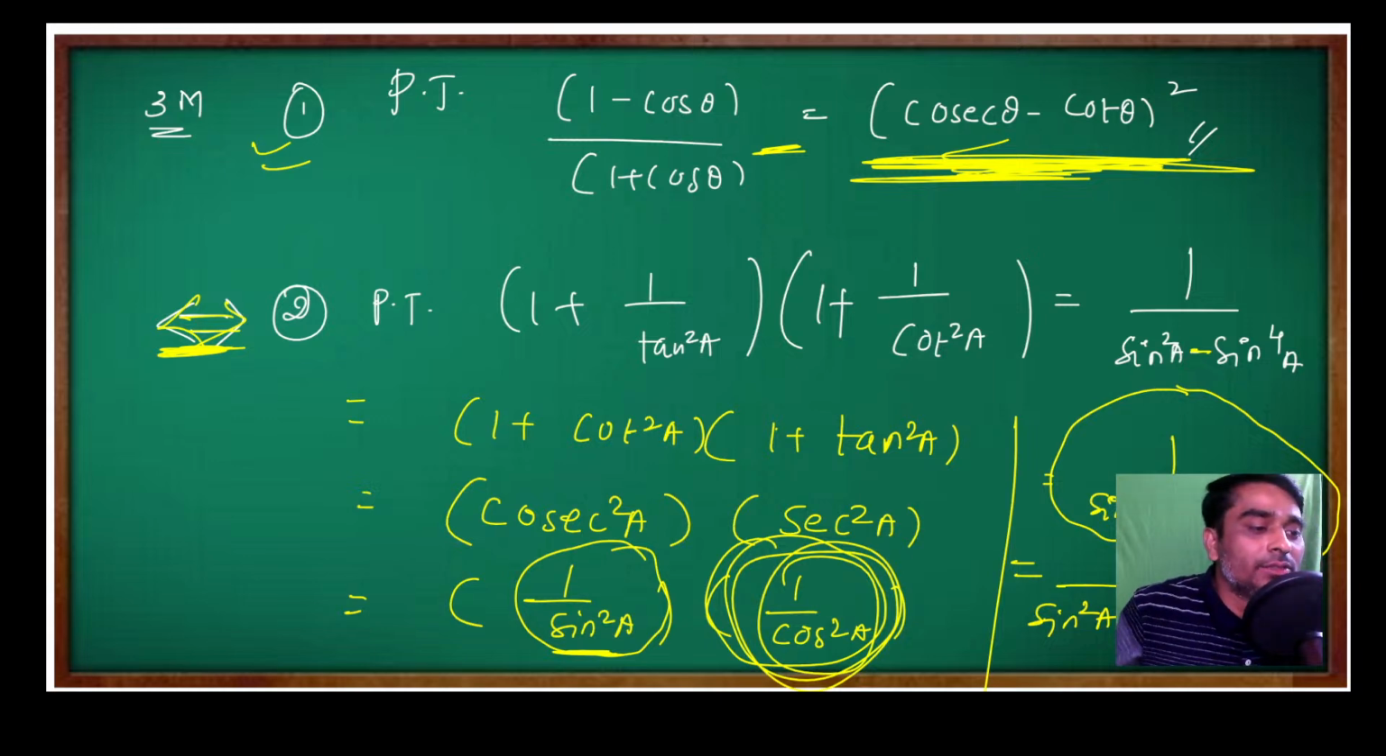Okay. So next one, geometry. From the circles chapter there is a question. A quadrilateral ABCD is drawn to circumscribe a circle. So there is a circle like this and one quadrilateral ABCD is drawn.